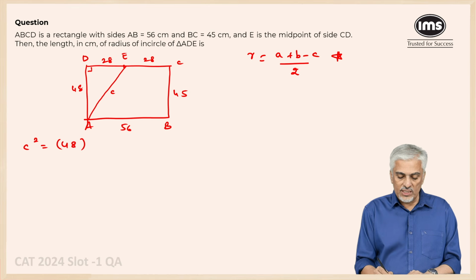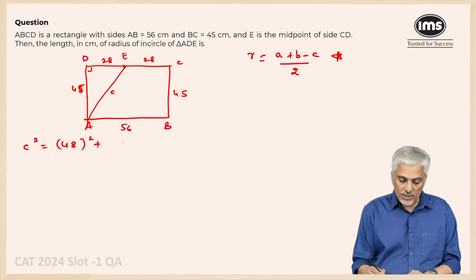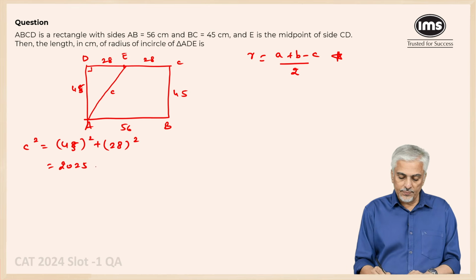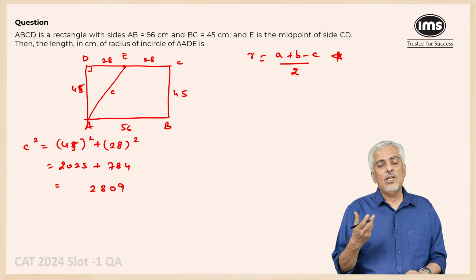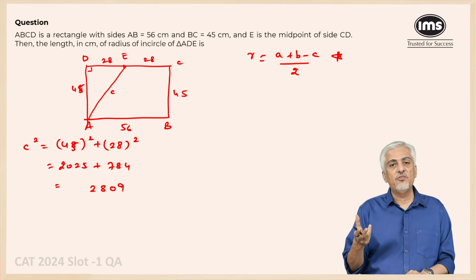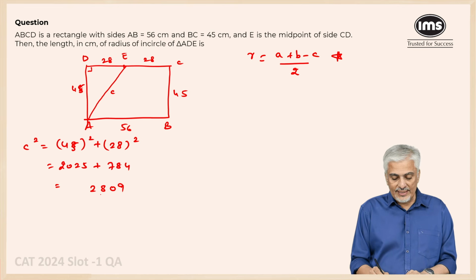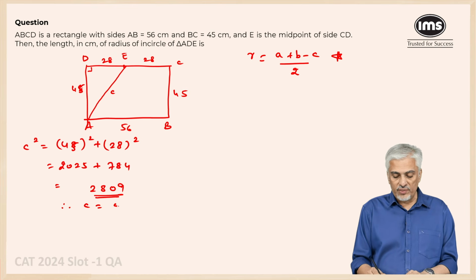So you'll get c square is 45 square plus 28 square. 45 square is 2025. 28 square is 784. That's 2809. Now, when I look at 2809, it is definitely more than 50. 50 square is 2500. And 55 square, you can obviously use the calculator, but just teaching you some things, 55 square is 3025. So the square root is less than 55 but more than 50. So therefore, this I know is definitely 53.